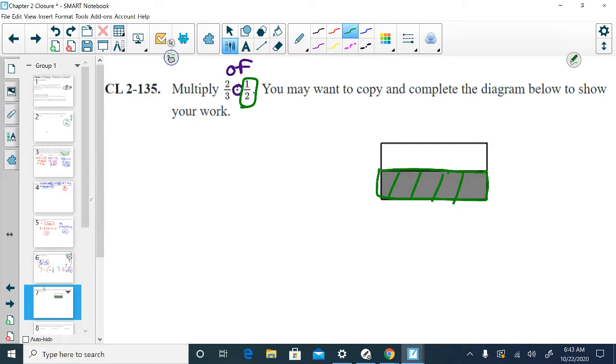So now we need to do what? What is our next step here? Well, we need to divide it into thirds. So here I'm going 1/3, 2/3, 3/3. And so now I'm going to shade in 2/3.